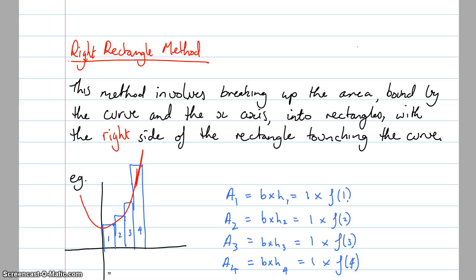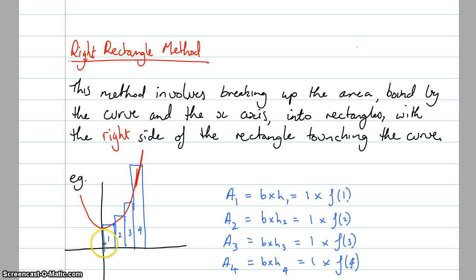So if I look at the bases, they're all 1. But if I look at the heights, I've still got F1, F2 and F3 there, but I don't have F0, because that's if I was taking from the left-hand side. I've actually got F1, F2, F3, F4.